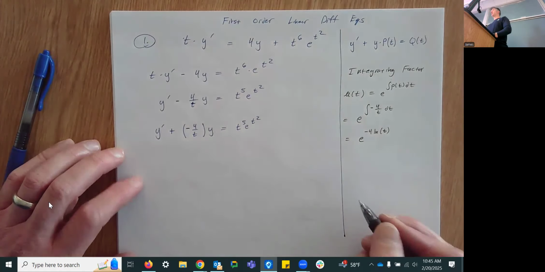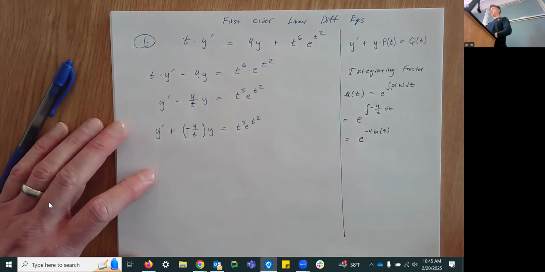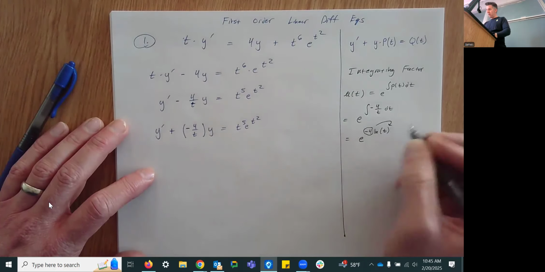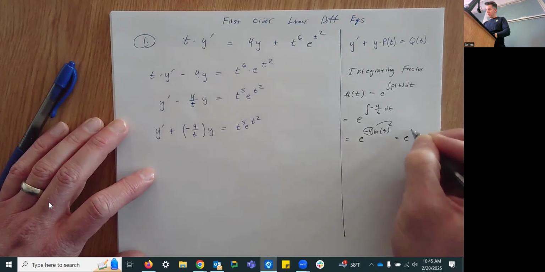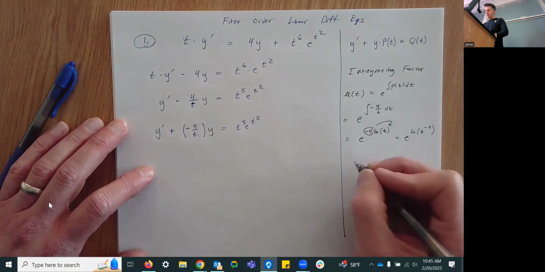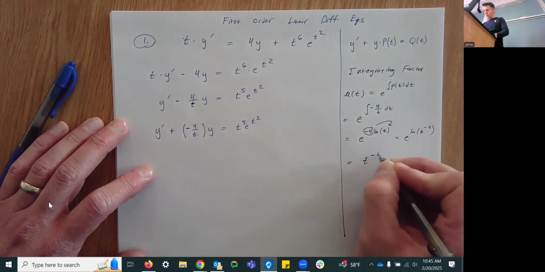And then we should simplify this. It is always in our interest to make this look as simple as possible, typically by bringing up this negative 4 as the power of t, and you're going to get e to the natural log of t to the negative 4, and then e to the natural log of some stuff is just the stuff. So we end up getting t to the negative 4.